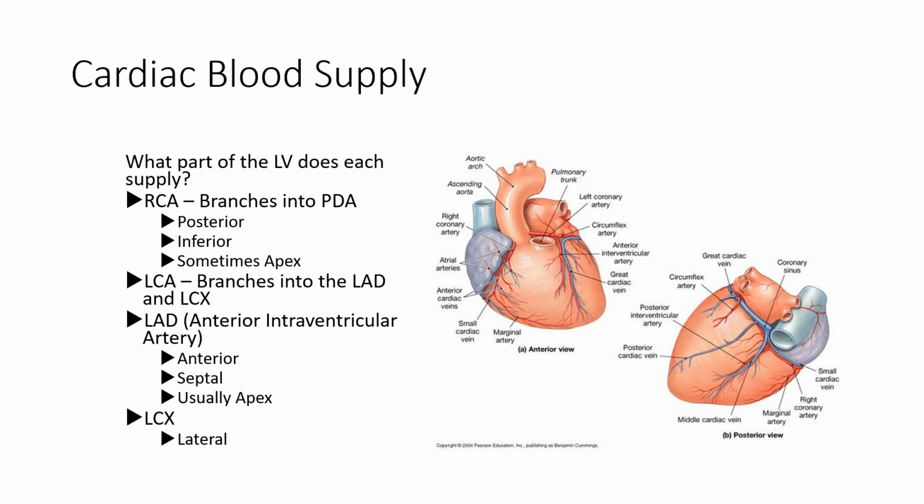So which part of the left ventricle does each supply? The right coronary artery, which branches into the posterior descending artery, covers the posterior, inferior, and sometimes the apex. The left coronary artery branches into the LAD and the left circumflex, and then the LAD supplies blood to the anterior septal and usually the apex of the heart, while the left circumflex supplies blood to the lateral wall.